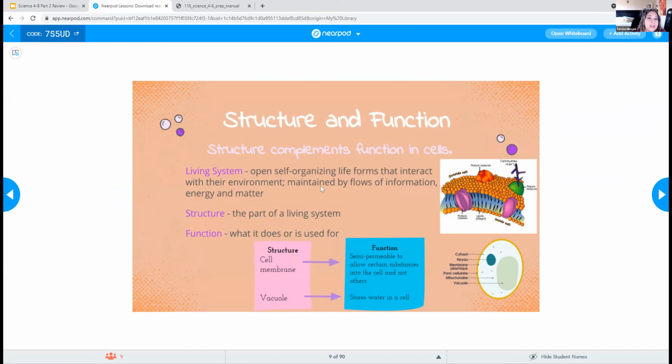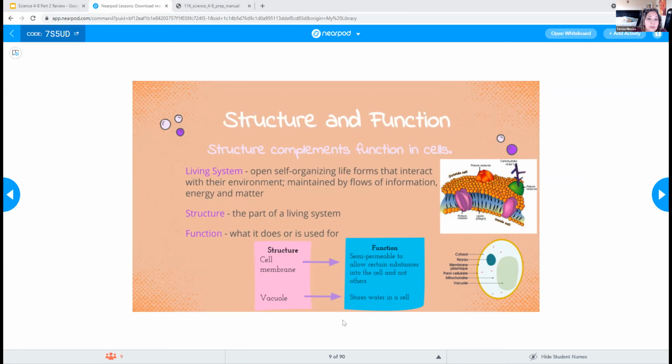Whenever we talk about living systems, it's basically a self-organizing life form that interacts with its environment, maintained by flows of information, energy, and matter. Okay, so that's a living system. And when we think of all living things, everything is going to be made up of cells. And so again, the structure is always going to complement the function. It's got a certain look to it, a certain arrangement to it, based on what its purpose is.